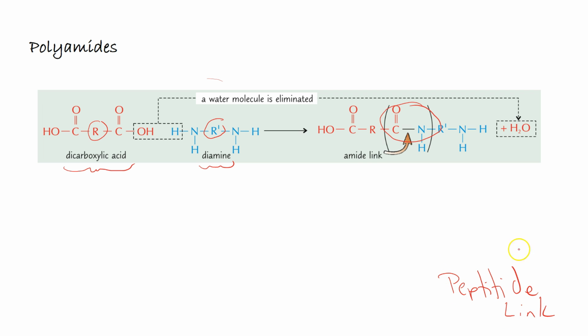Just be aware though, we only ever really call this a peptide link when we're talking about biological systems and amino acids. We're going to go on and look at two important examples of which we need to be aware. We're going to be looking at both nylon preparation and Kevlar preparation, types of polyamides.